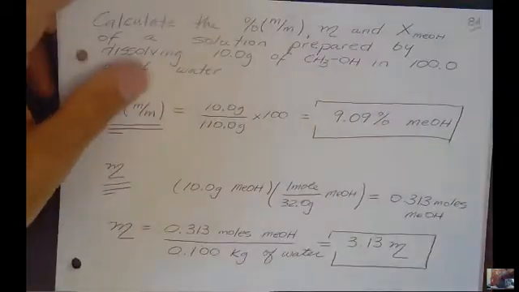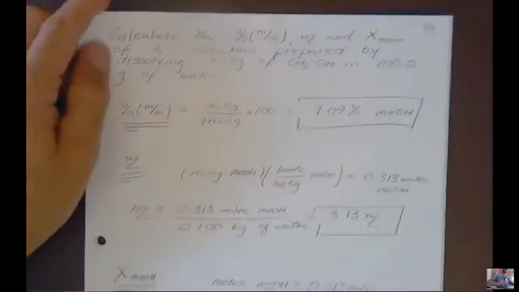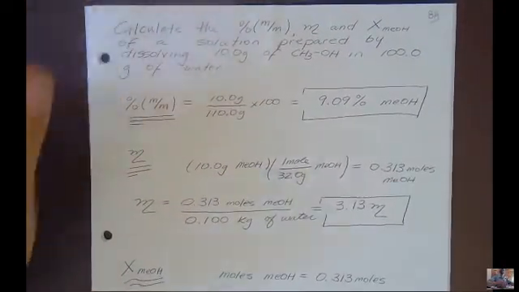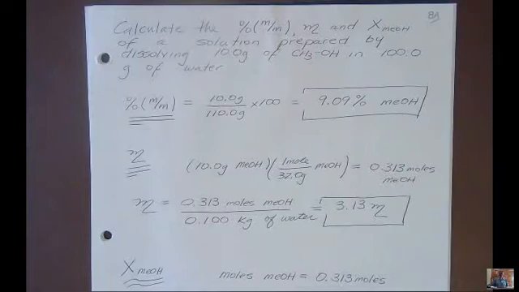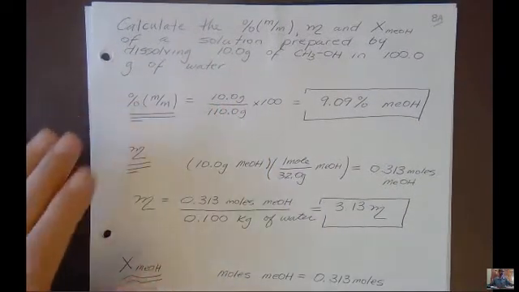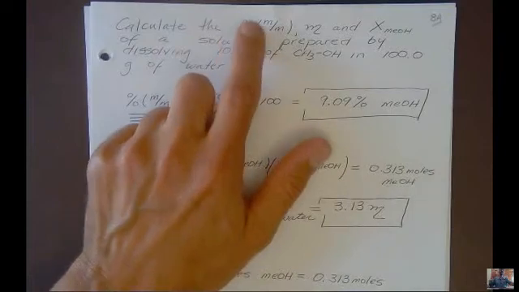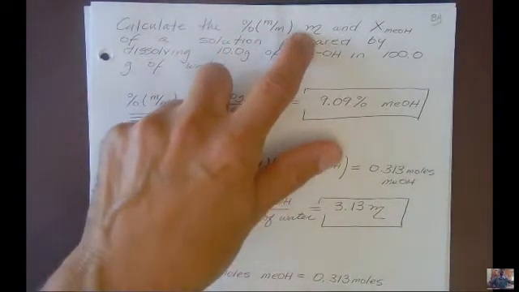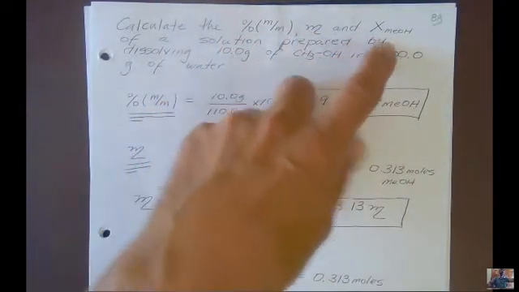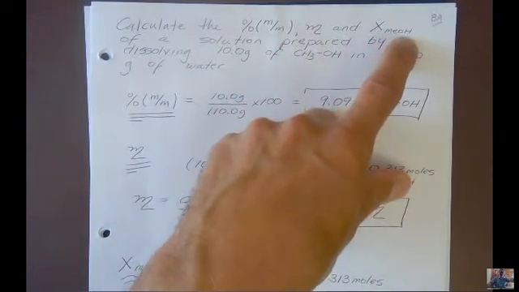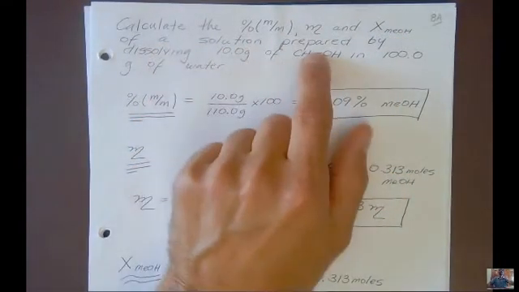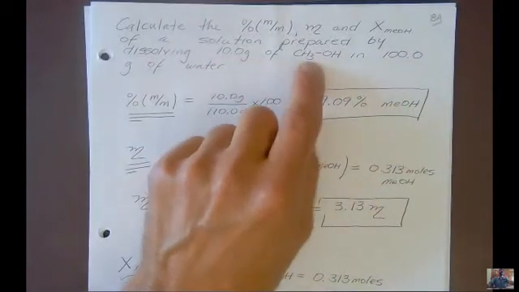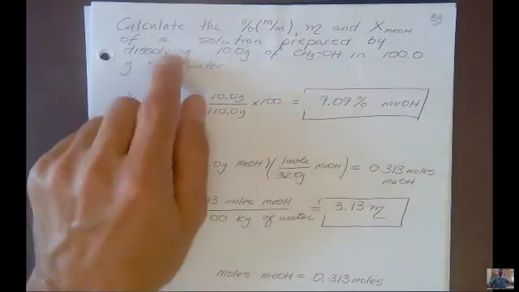This one, sorry, make this a little smaller. In this question, we're practicing changing our units of concentration from one to another. Okay, so let's read the question. Calculate the percent mass over mass, molality, and mole fraction of methanol. Methanol is MEOH. Of a solution prepared by dissolving 10 grams of methanol in 100 grams of water.